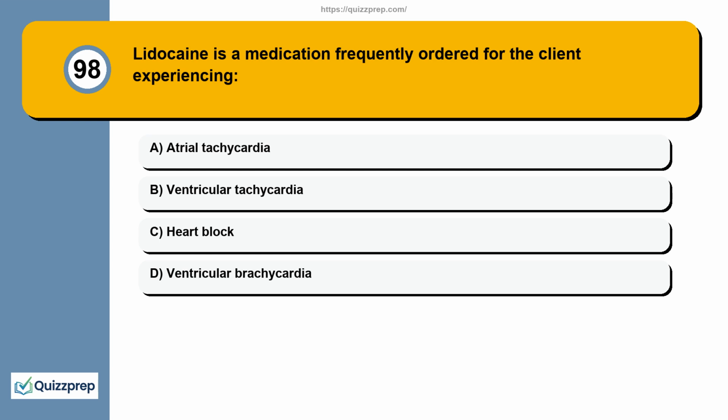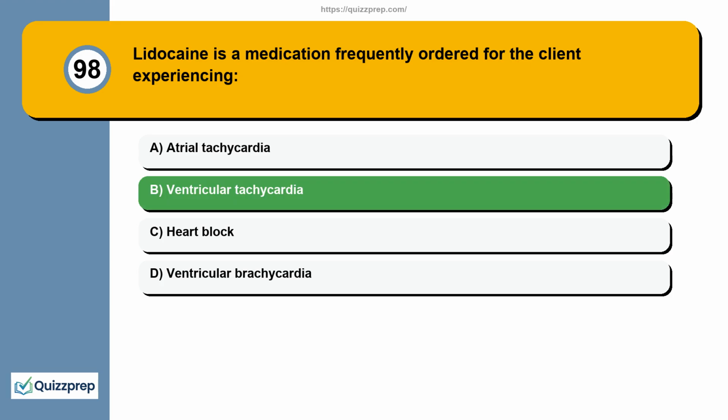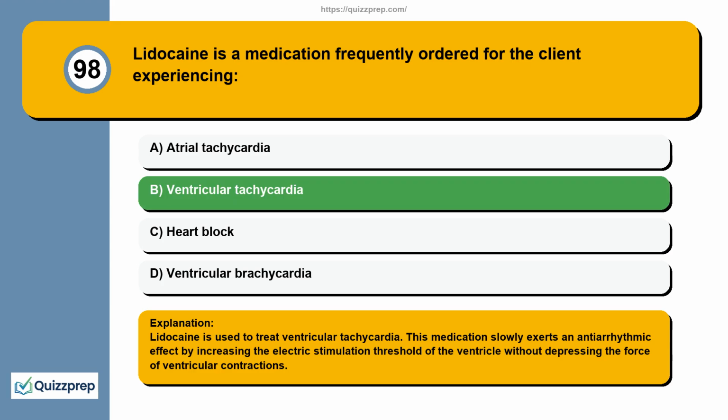Question 98. Lidocaine is a medication frequently ordered for the client experiencing atrial tachycardia, ventricular tachycardia, heart block, ventricular bradycardia. Lidocaine is used to treat ventricular tachycardia. This medication slowly exerts an antiarrhythmic effect by increasing the electric stimulation threshold of the ventricle without depressing the force of ventricular contractions.